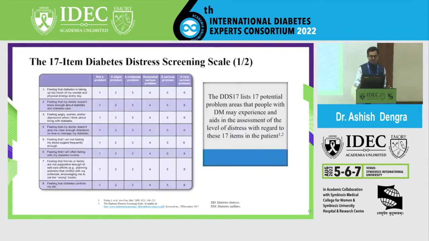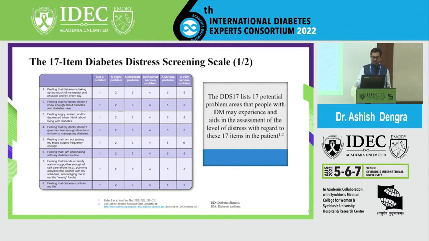It is not proper. Now the newer scale is the 17-feature scale. It is very cumbersome to do it in our clinics, but you can train staff to just ask these questions, and if it is not a problem, you give the score of 1. If it is a very serious problem, then it is 6.